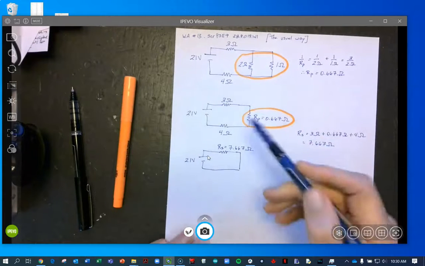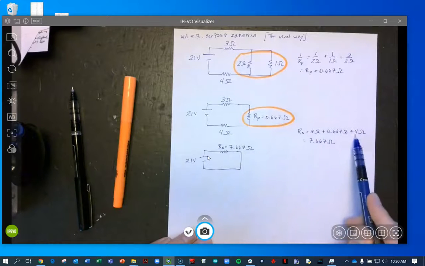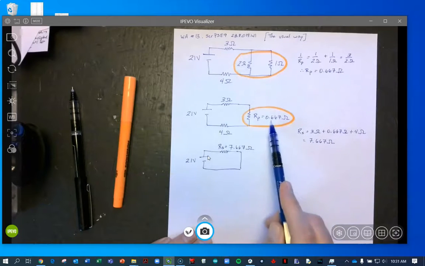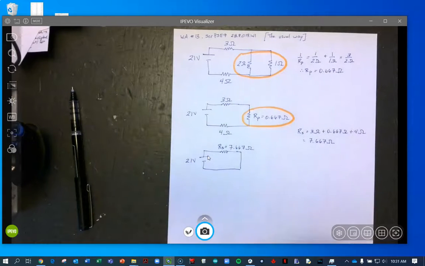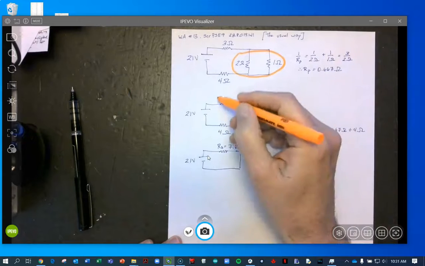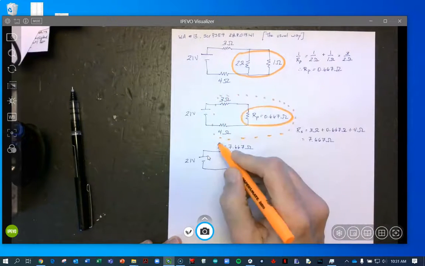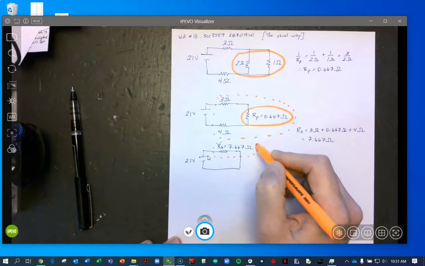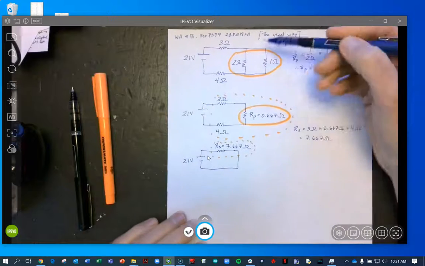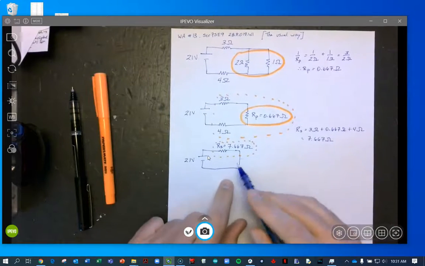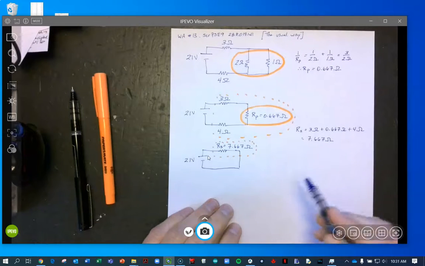Now we have three resistors in series, and resistors in series simply add up. So we have the 3 plus the 0.667 plus the 4, and that gives us 7.667. So all 3 of these around the dotted line are here around this dotted line. Hopefully you're familiar with that and able to reduce it down. The hard part, I think, is taking these diagrams, going back up and solving for the currents.